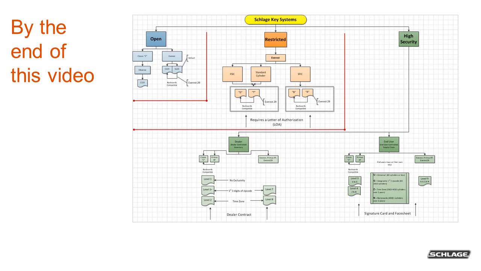And when the video is finished, you will understand how to read this diagram. With so much information, it is too small to see clearly, but you will learn how the three families, open, restricted, and high security, work together to offer a full range of options.